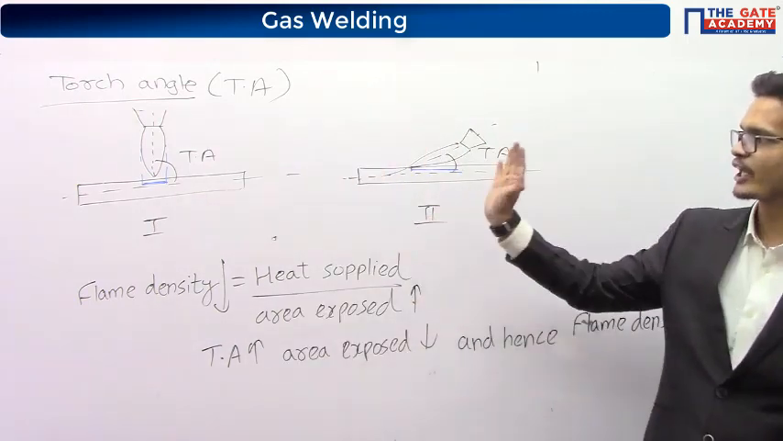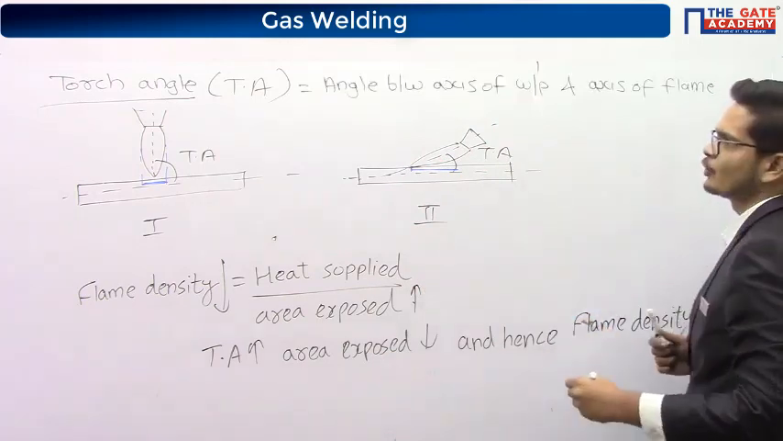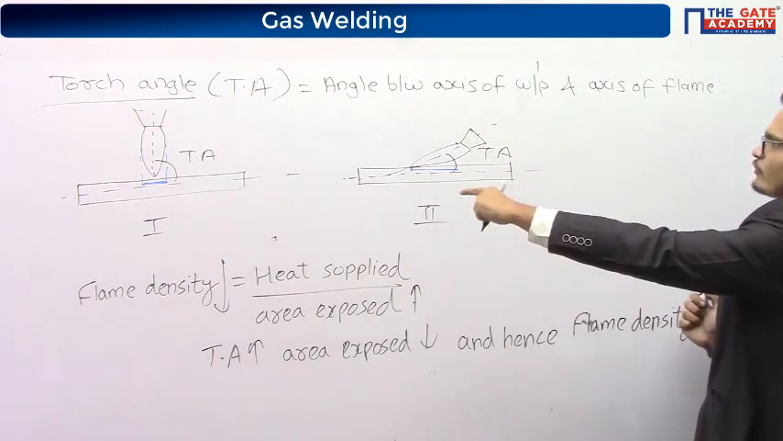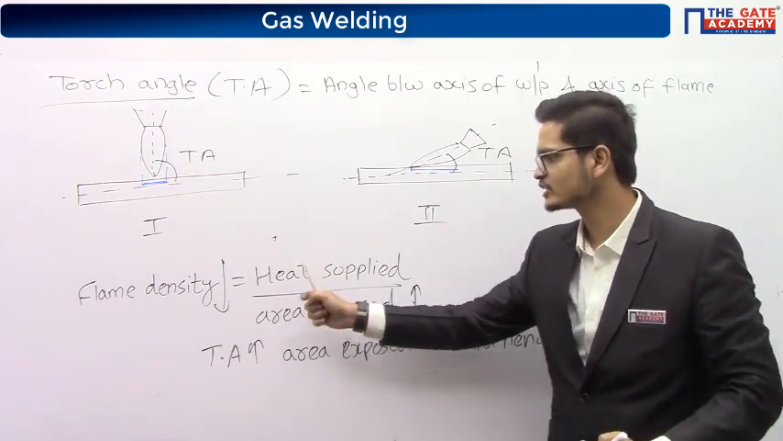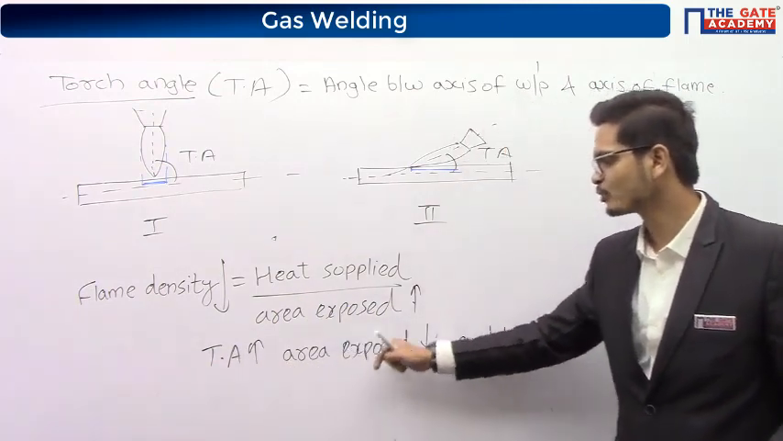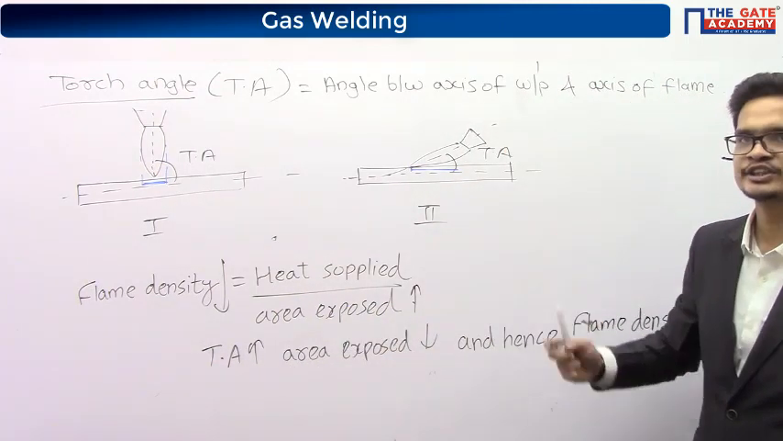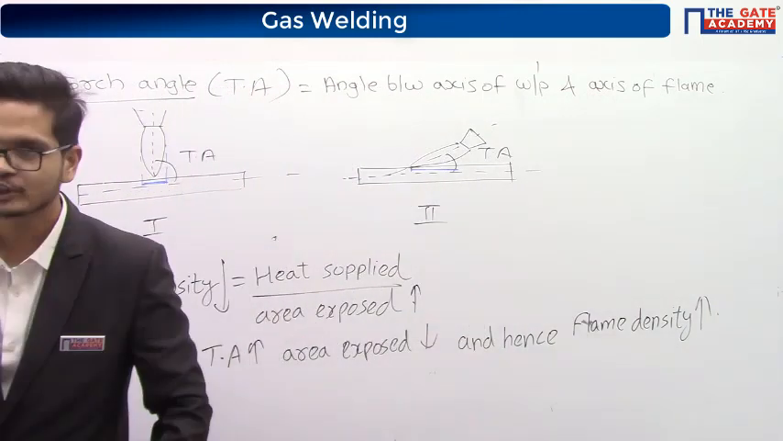So please draw these diagrams. Torch angle is the angle between the axis of the workpiece and the axis of the flame. Flame density is heat supplied upon area exposed. As the torch angle increases, area exposed decreases, and hence flame density increases. Please copy this.